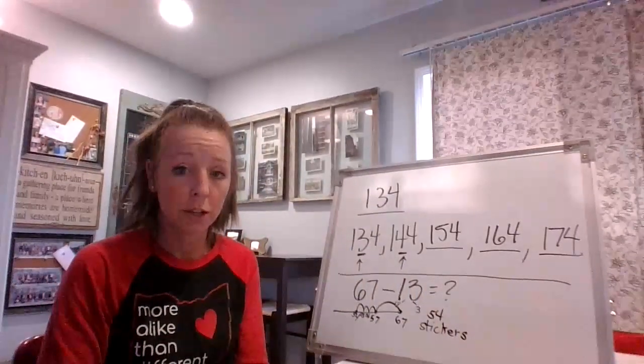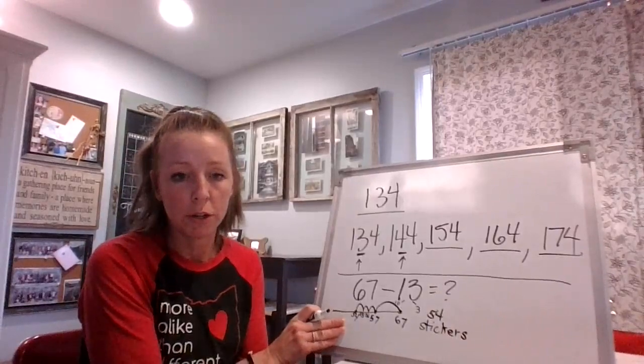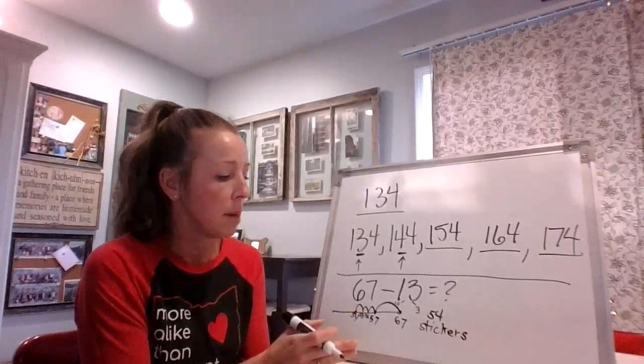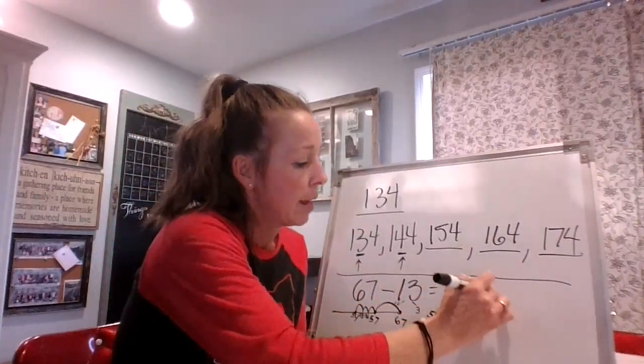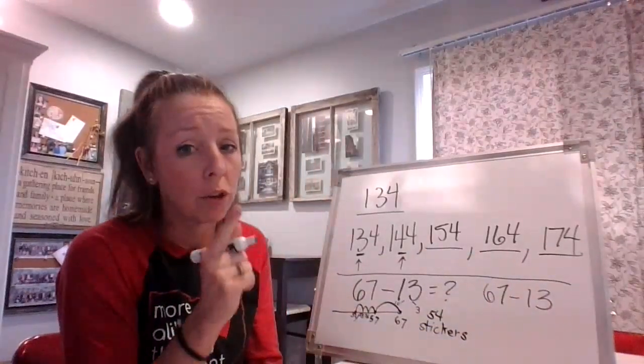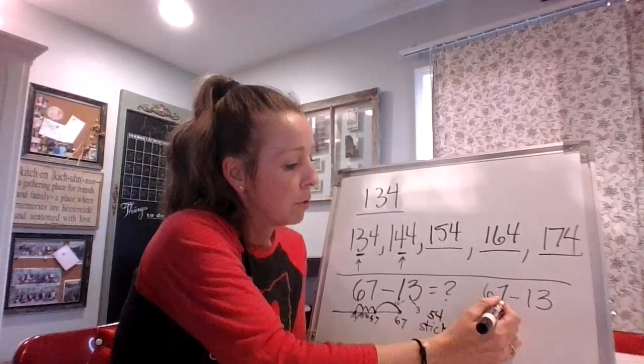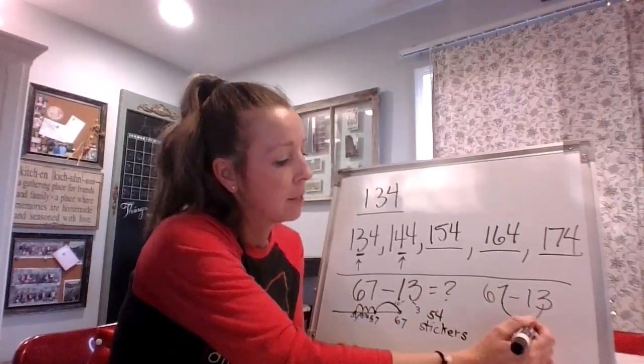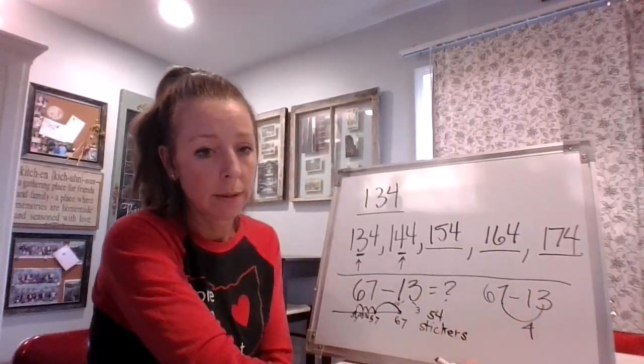Hopefully that's what you got too. Now maybe you didn't do a number line. Maybe you did a number string. I can do a number string right over here. What do you always have to start with? Your ones. So 7 ones minus 3 ones is 4 ones.